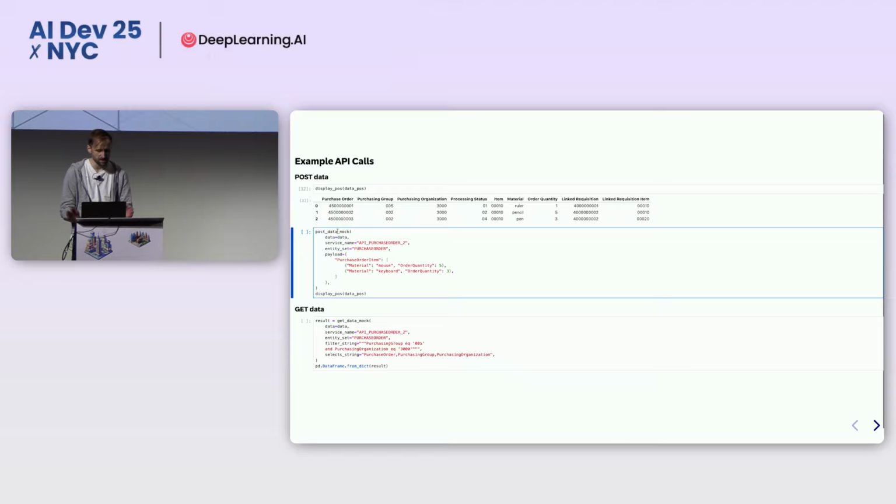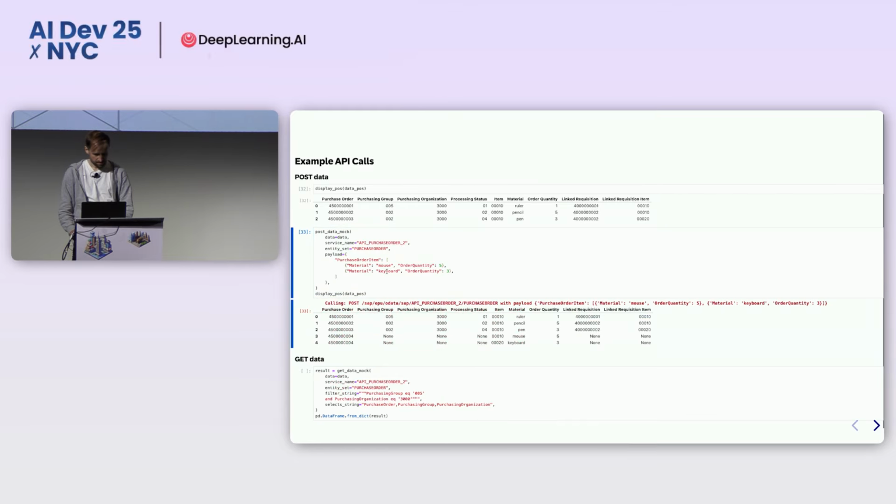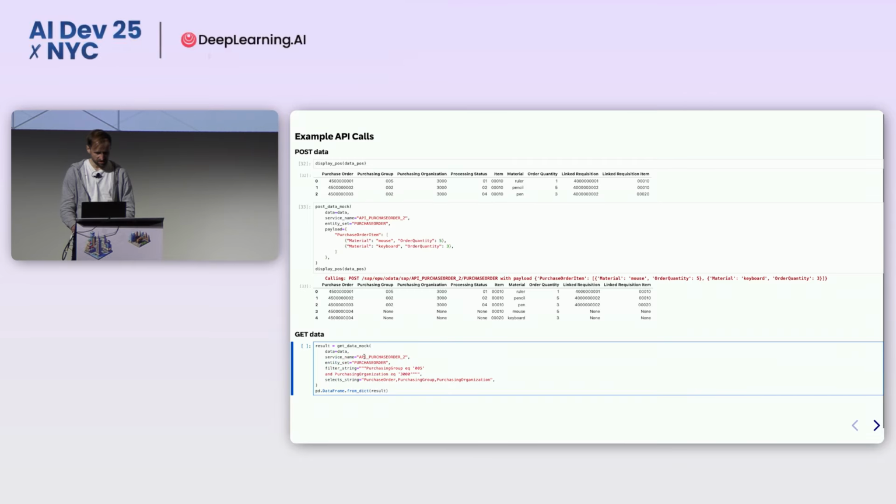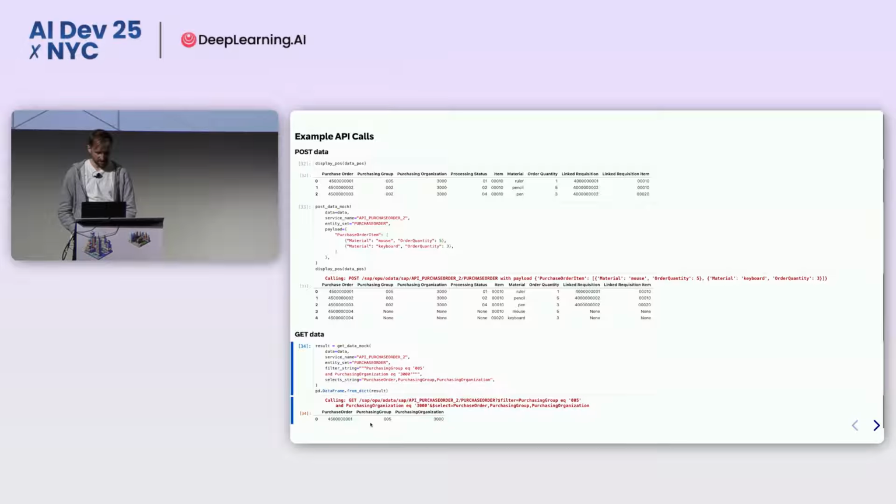Then I have a function here that mocks calling this API with a payload where I'm creating a purchase order for 5 mice and 3 keyboards. If I call it, I see these get added here. So this mimics creating entries in that database. And similarly, I have a get function where I can put in a filter string like this, purchasing group equals 005 and purchasing org equals 3000. If I call that, I would get back just the one record for which this filter condition holds true.